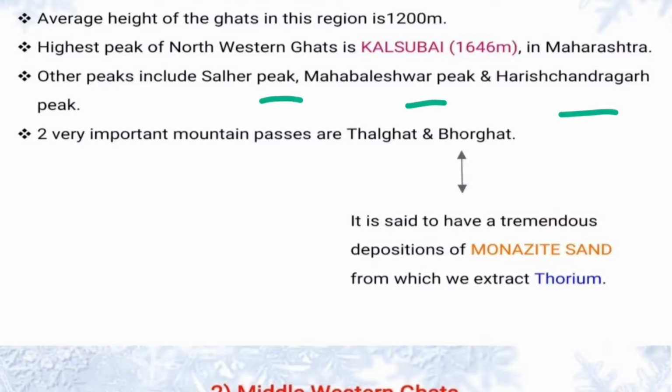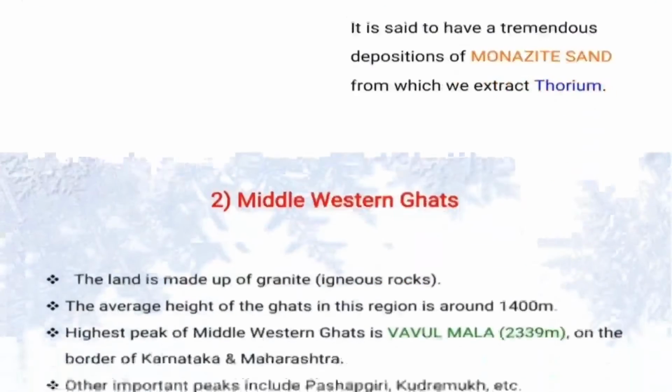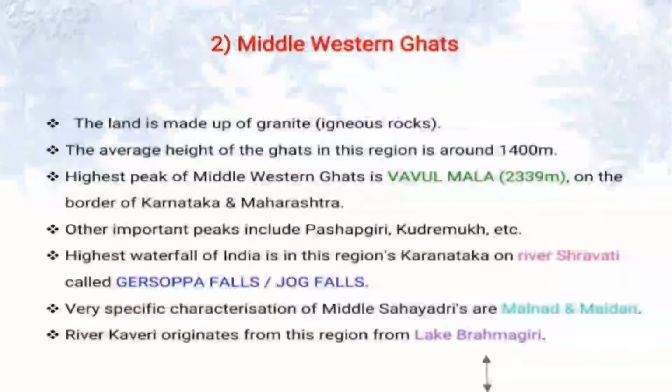This region also has two important mountain passes, which are the Thalghat and Bhorghat. Bhorghat is the ghat having a tremendous deposition of monazite sand. This is also called the beach sand, from which we extract thorium. Moving forward, the Middle Western Ghats.